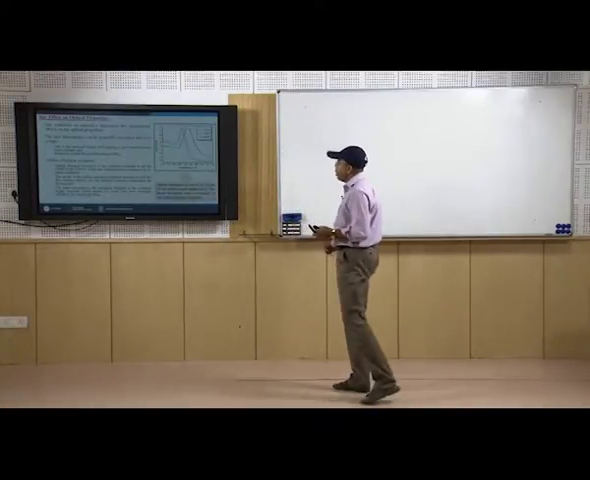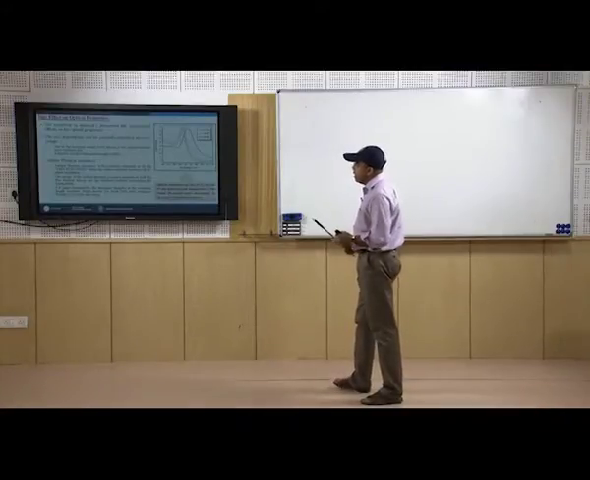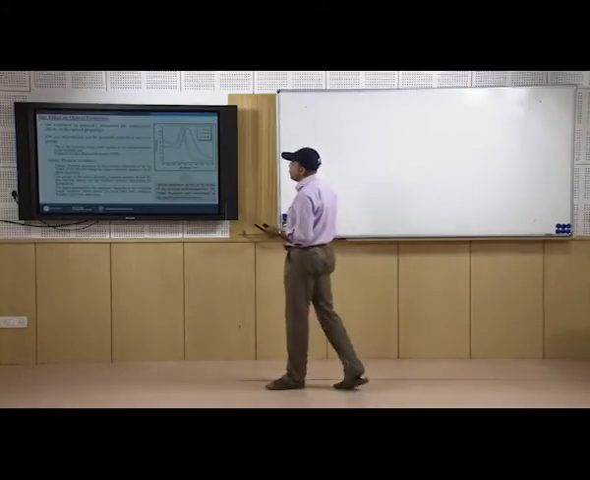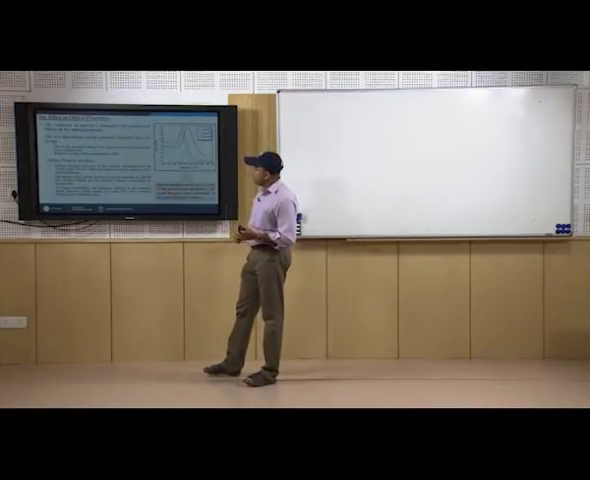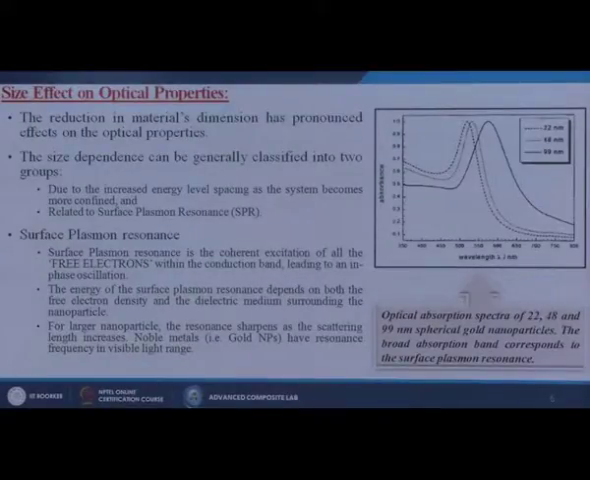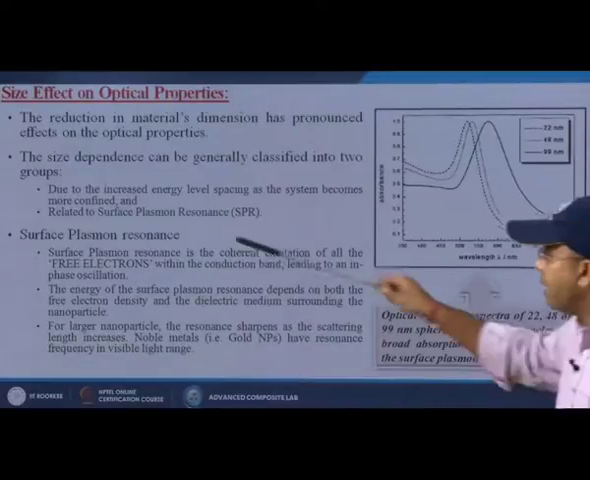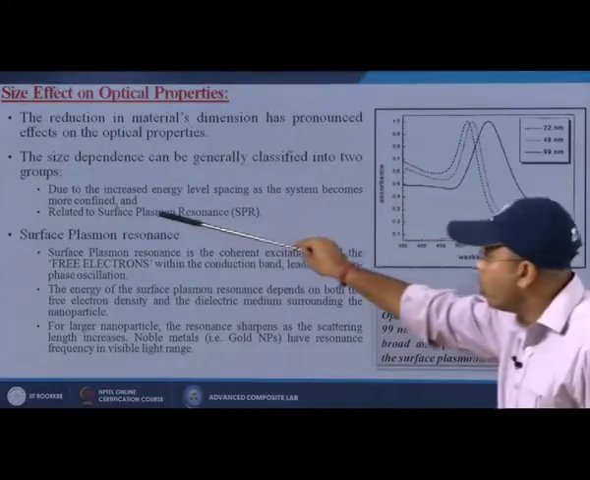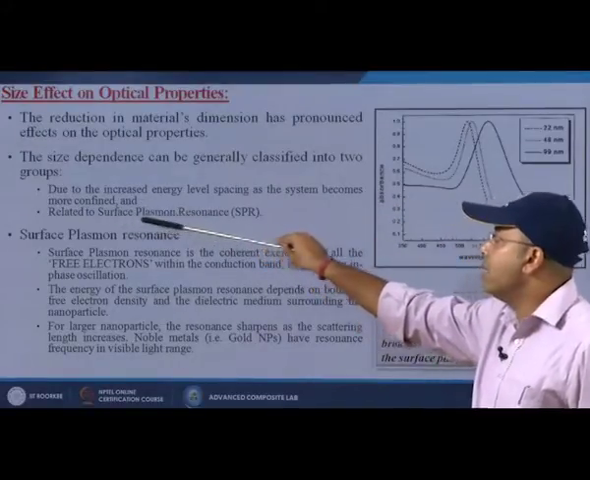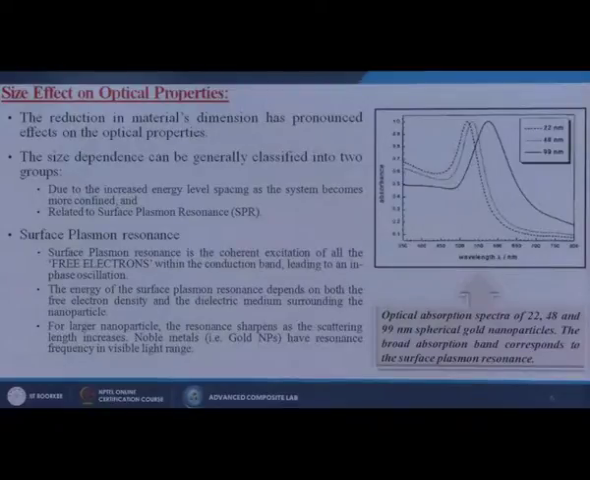Then the size effect on optical properties. The reduction in material dimension has pronounced effects on the optical properties. So, the size dependence can be generally classified into two groups. First group is due to the increased energy level spacing as the system becomes more confined, and second is that related to surface plasmon resonance.